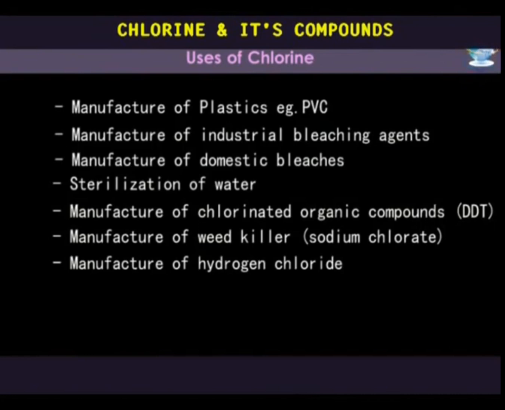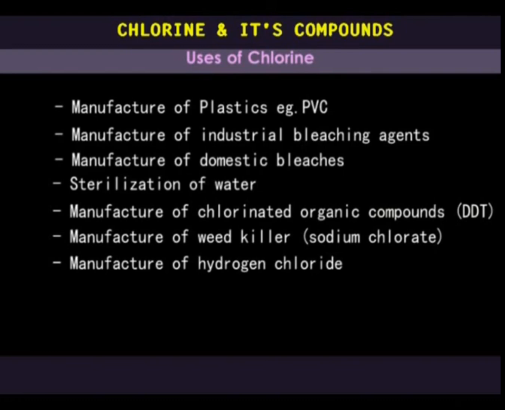Chlorine is used in the manufacture of plastics like polyvinyl chloride, commonly called PVC, which is used for making pipes, chairs, and tables. It is used in the manufacture of bleaching agents used in the pulp and paper industries, as well as in the textile industry. Such industrial bleaches consist mainly of calcium hypochlorite. Chlorine is also used in the manufacture of domestic bleaches, which consist mainly of sodium hypochlorite, like Jik.